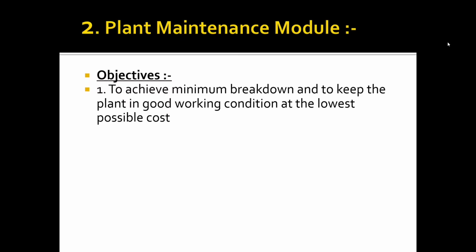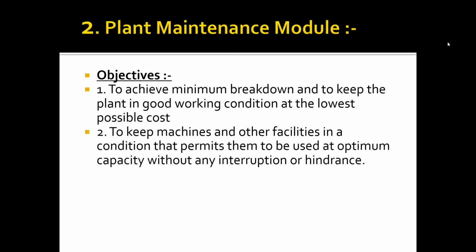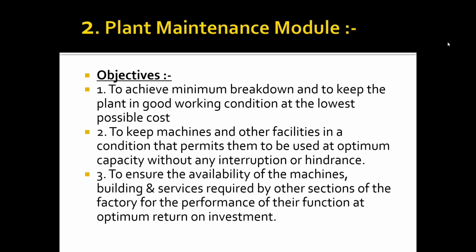Second, to keep machines and other facilities in a condition that permits them to be used at optimum capacity without any interruption. Without any interruption, my plant should give me the optimum capacity. Anyone will think that way. And last, to ensure the availability of the machines, buildings and services required by other sections of the factory for the performance of their function at optimum return on investment. If someone wants the machine, we should be ready to serve them. We need to get the optimum return on investment on the machine.